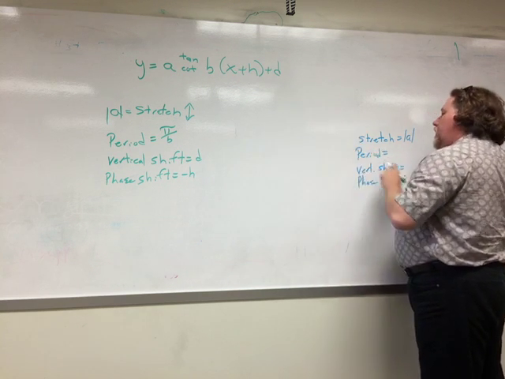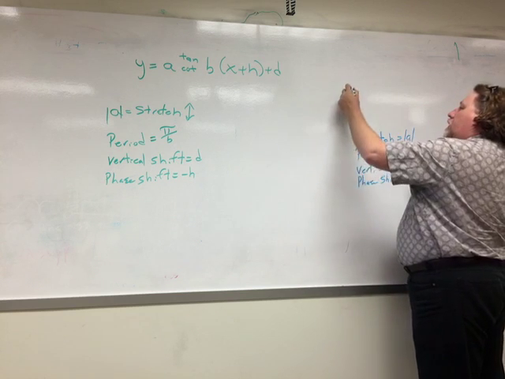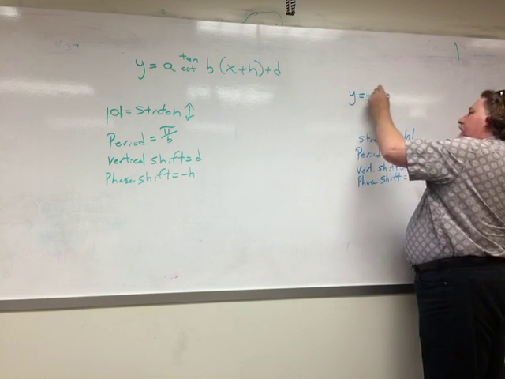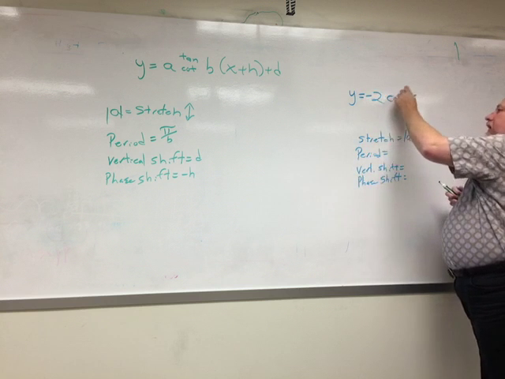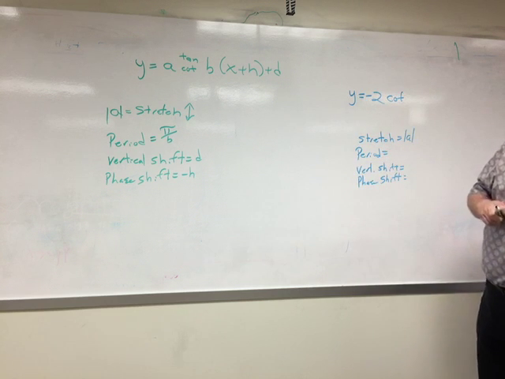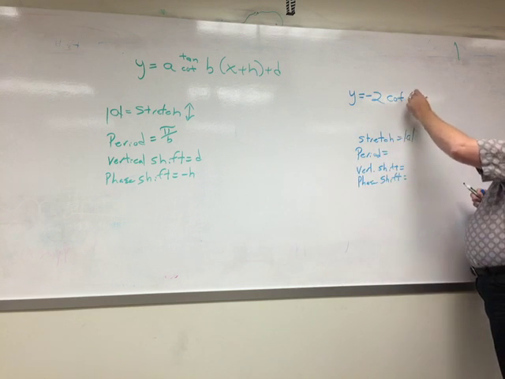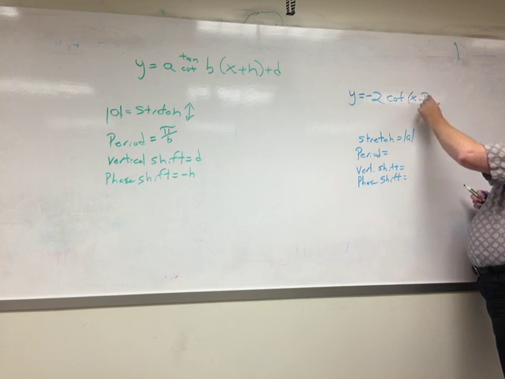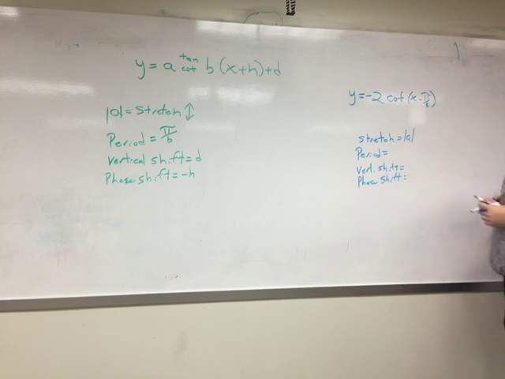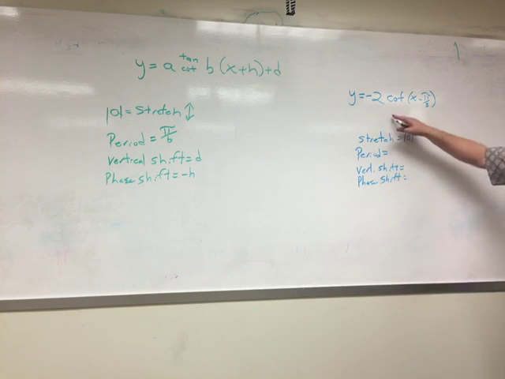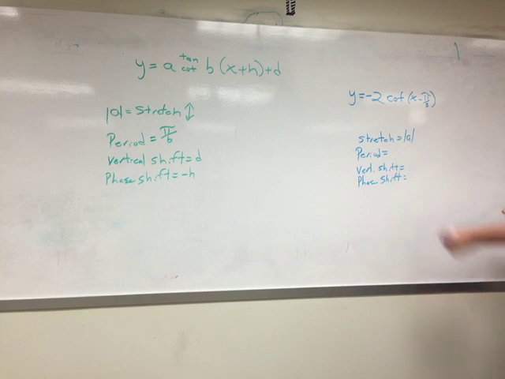So here comes a long one. y equals -2 cotangent of x minus pi over 3. Let's turn that down. y equals -2 cotangent of x minus pi over 3 minus 5.